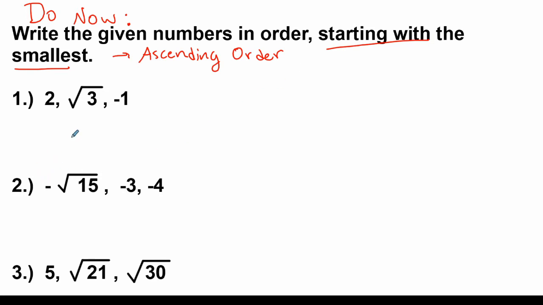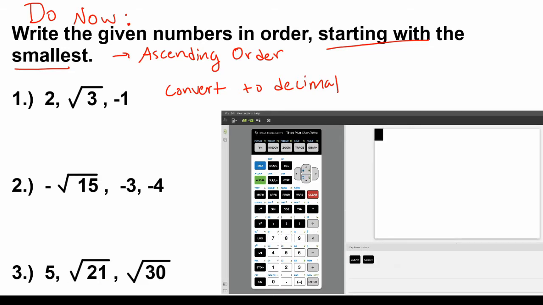So maybe when you tried this, one of the challenges you ran into was the fact that these numbers are not all in the same format. If they were all in decimal form, that would be a lot easier. So we want to go ahead and convert all of these, specifically these radicals, to decimal form. The easiest way to do it, in this case, since none of these are nice perfect squares, is to just use the calculator.